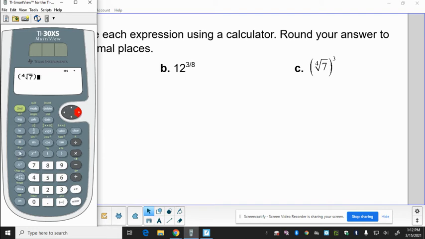And then now I need to raise that to the 3rd power. So now you can understand why having a good calculator is so important. 4.30. That 3 is not big enough. 4.30.